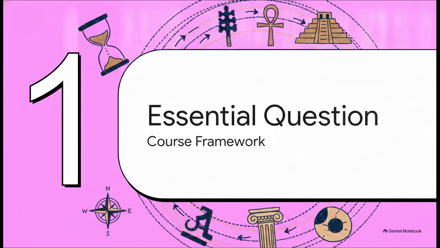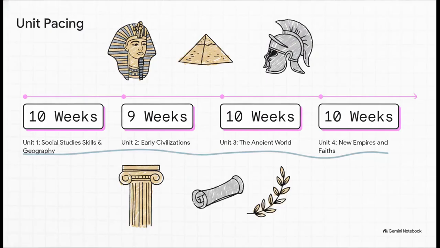Section 1, the essential question. Let's unpack our core framework for the year. Okay, so the curriculum pacing is broken down into 4 major units. You can see Unit 1 gets 10 weeks, Unit 2 gets 9, Unit 3 gets 10, and Unit 4 also gets 10 weeks. This timeline gives you a really fantastic sense of scale. I mean, we're looking at nearly 40 weeks of deep, focused learning here. We aren't rushing through this. We're giving each massive era of human history the actual time and respect it deserves, so you can truly digest what's going on.